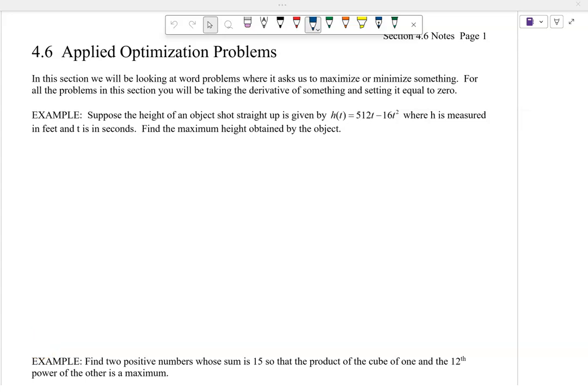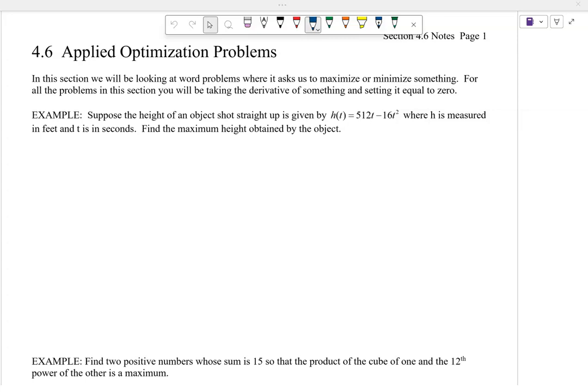We're going to look at applied optimization problems. This is where we're asked to maximize or minimize something. And so we're going to be taking the derivative and setting it equal to 0, right? Because we want to find out where we have a relative max or a relative min for the function. So let's look at this first one.